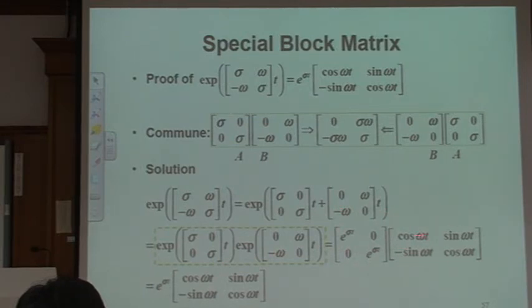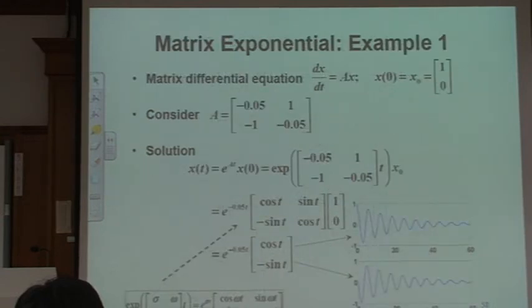So finally, we combine them together. We get this result because you can pull out this term. The rest of the matrix is just an identity matrix. Okay, and we can use the previous property and the result to solve this matrix differential equation here.